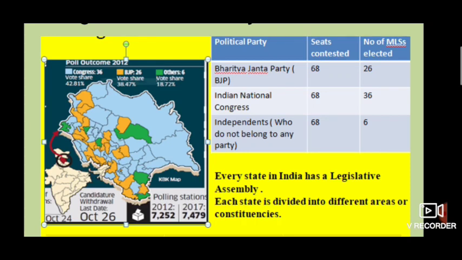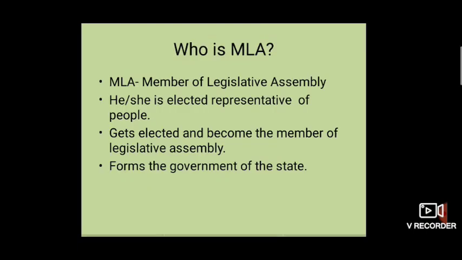So whose leader will become the CM? The Indian National Congress. Followed by the Indian National Congress, the Bharatiya Janata Party is getting more seats, 26 MLAs. The Bharatiya Janata Party will be considered the opposition party. The Indian National Congress will be considered the ruling party. The independents, those who do not belong to any party, will also be considered opposition. Okay, now move back.